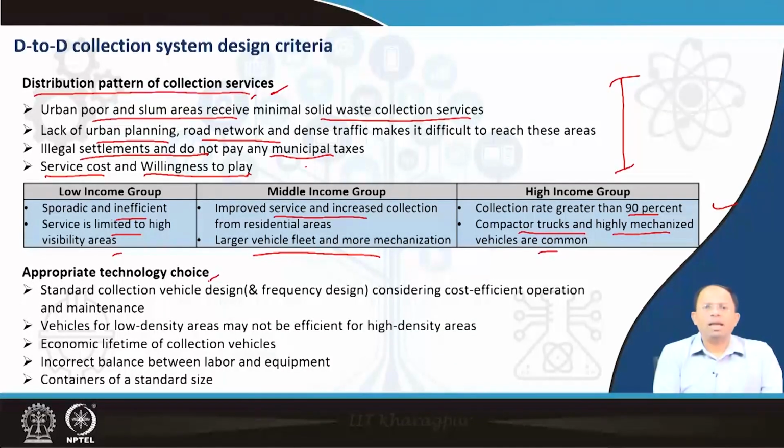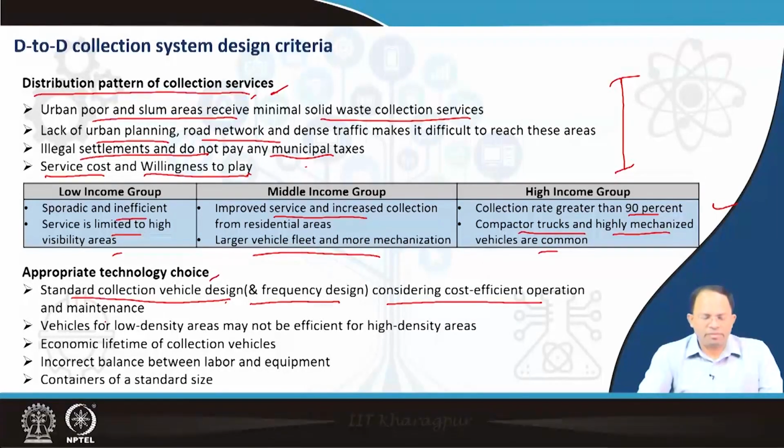Then the third point is appropriate technology choice. The collection vehicle design, the container designs, all of this has to be of standard sizes, and the frequency should also be aligned with the design. Overall, we have to look into cost efficient operation and maintenance of these vehicles, as well as the system of collection. Vehicles for low density areas may not be efficient for high density areas. So if we are using compactor vehicles and larger vehicles in low density areas, we cannot take them to high density areas, or vice versa.